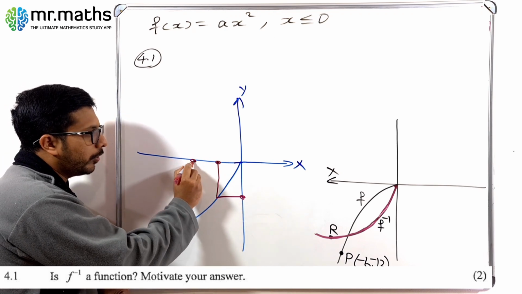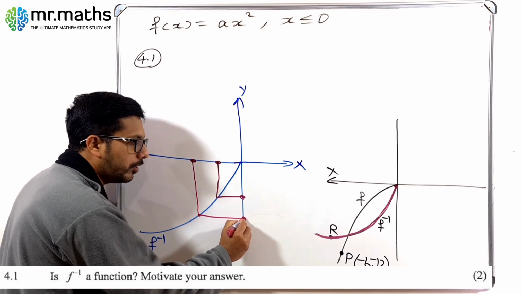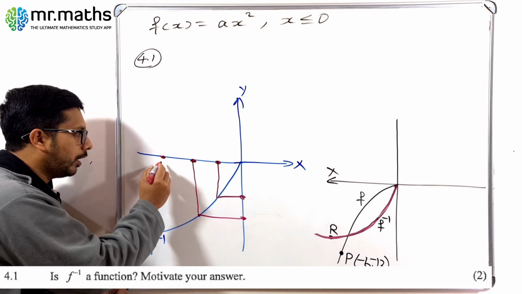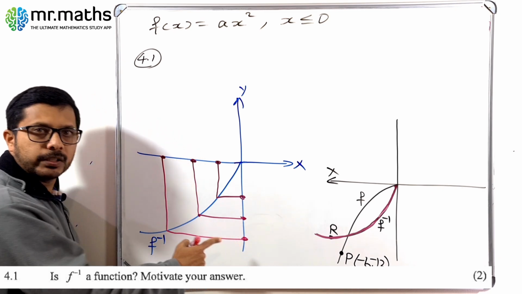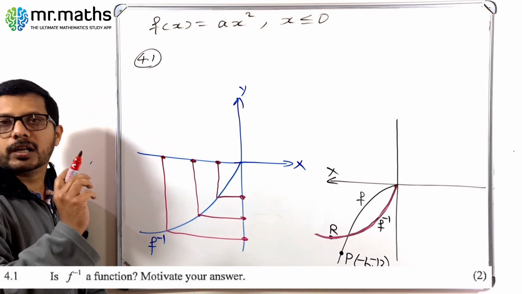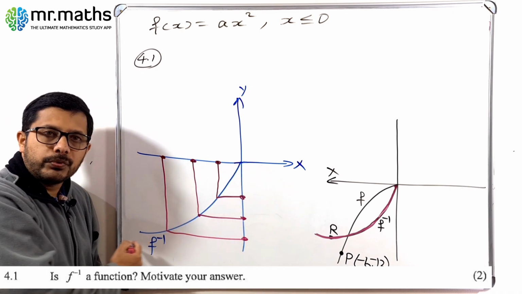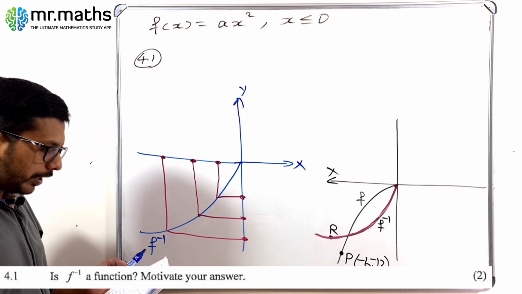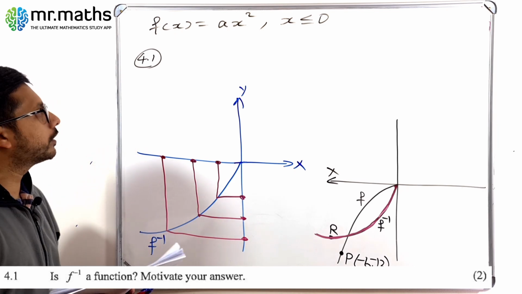Let me take an x value here. How many y values are there? Only one y value. Am I right? Let me take one x value here. How many y values are we getting? Only one y value, that is this one. That means for every x value you are getting only one corresponding y value. It means that this f inverse is a function. So what is the question? Is f inverse a function? Motivate your answer. What are you going to write as an answer?